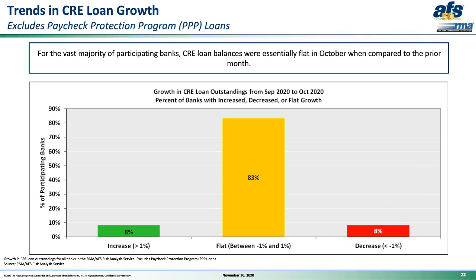So here we're taking a look at CRE growth, and if you think back to the C&I growth, the red column, which is a decrease in outstandings, was the predominant result for C&I. For CRE, it's not great news, but it's not quite as bad. CRE balances are basically staying steady, and as we've moved into the winter, I expect this might move a little bit to the red.